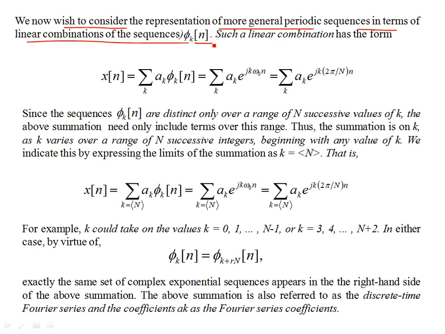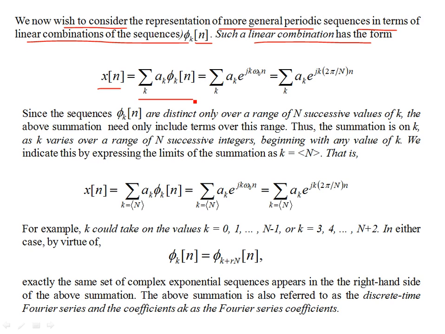We now wish to consider the representation of more general periodic sequences in terms of linear combinations of such sequences phi k of n. Such a linear combination has the form: x of n is a general periodic discrete time signal satisfying x of n equals x of n plus capital N, where capital N is the period. Then we have a series very similar to the one we had before for the continuous time Fourier series.